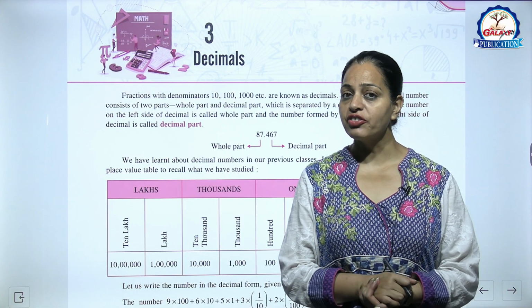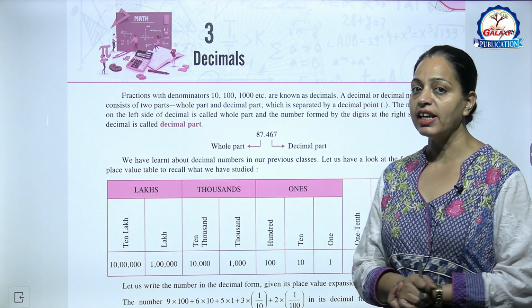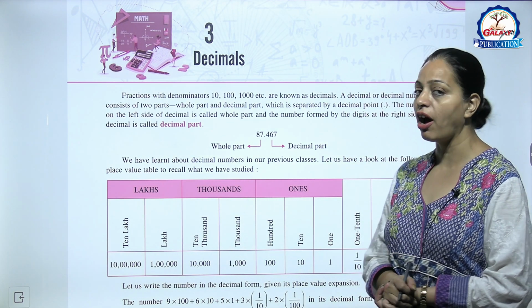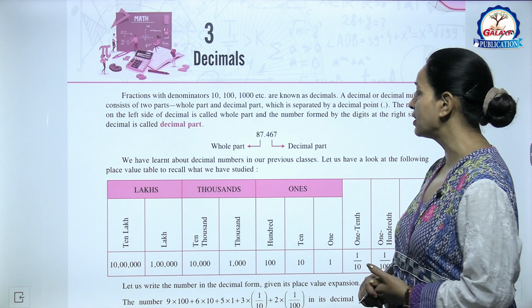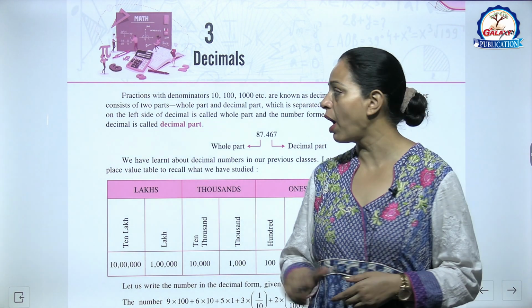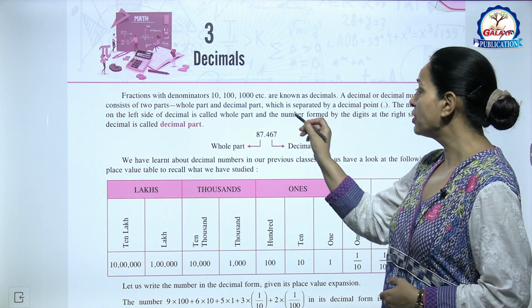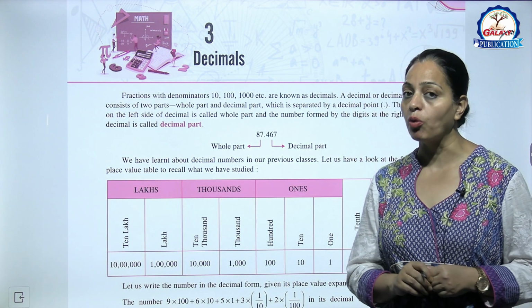So let's start Chapter 3 Decimals. Fractions with denominators 10, 100, 1000, etc. are known as decimals. A decimal or decimal number consists of two parts, whole part and decimal part, which is separated by a decimal point.